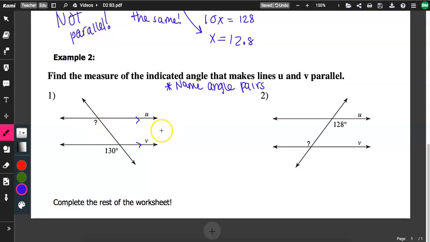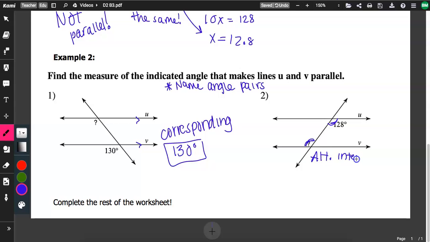I know that these are corresponding. So that's the name of the angle pair, and then it should be 130 degrees. They should be congruent. And that's it. Pretty simple for these. The next one, this angle here compared to this one, that's our alternate interior because it's inside the parallel lines. So they're congruent, meaning that missing angle is 128 degrees. So the name and then the angle measure. This is a LT. Okay, so you'll do the rest of this in the practice worksheet for today.